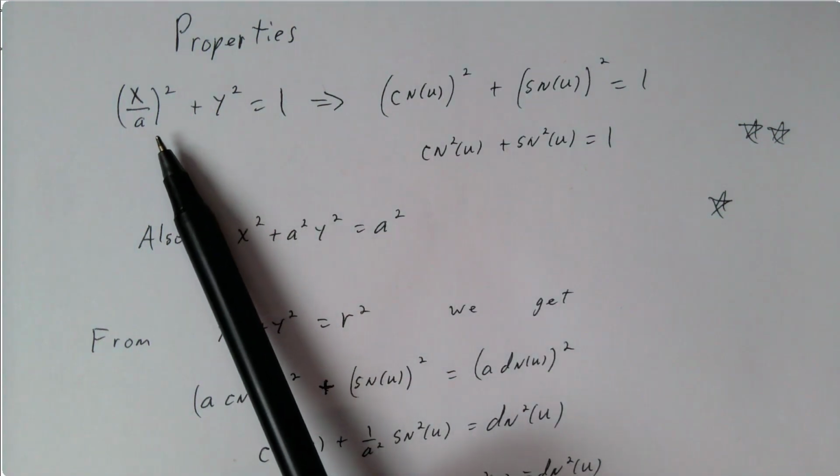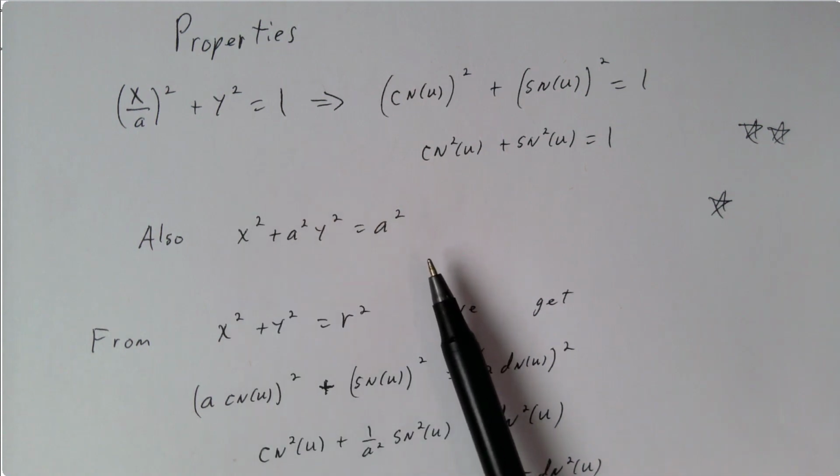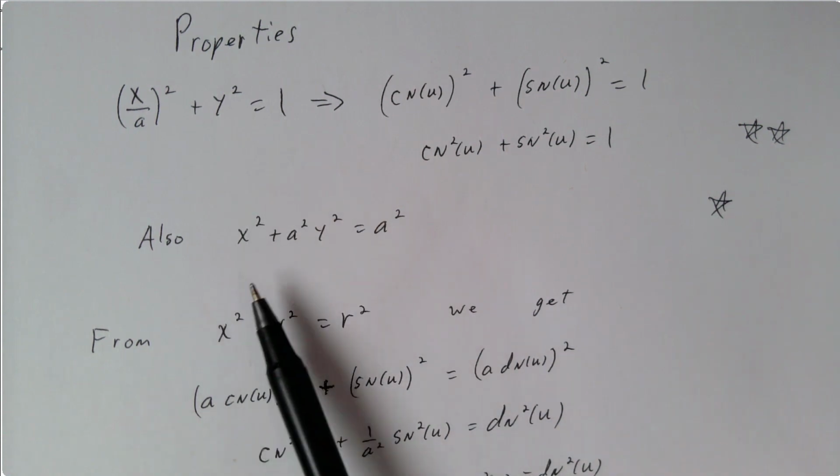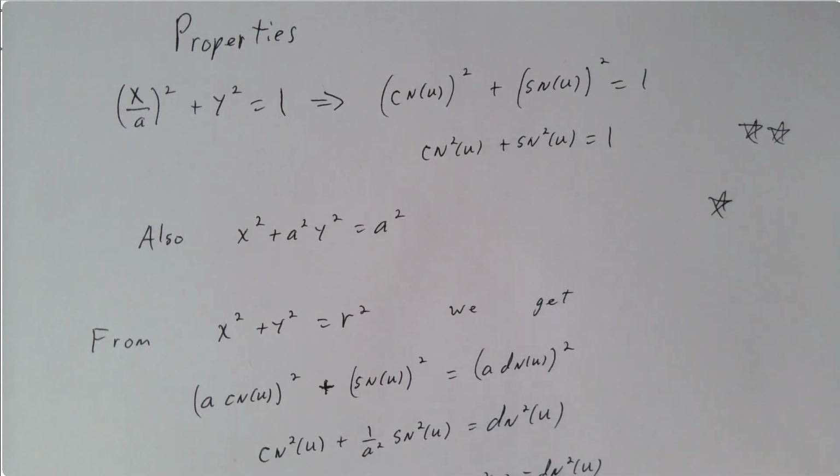If I multiply this ellipse equation by a squared, I get this equation, which I'll need at a later point. So I just wrote it here. Only gave it 1 star, 2 stars for this more important equation.